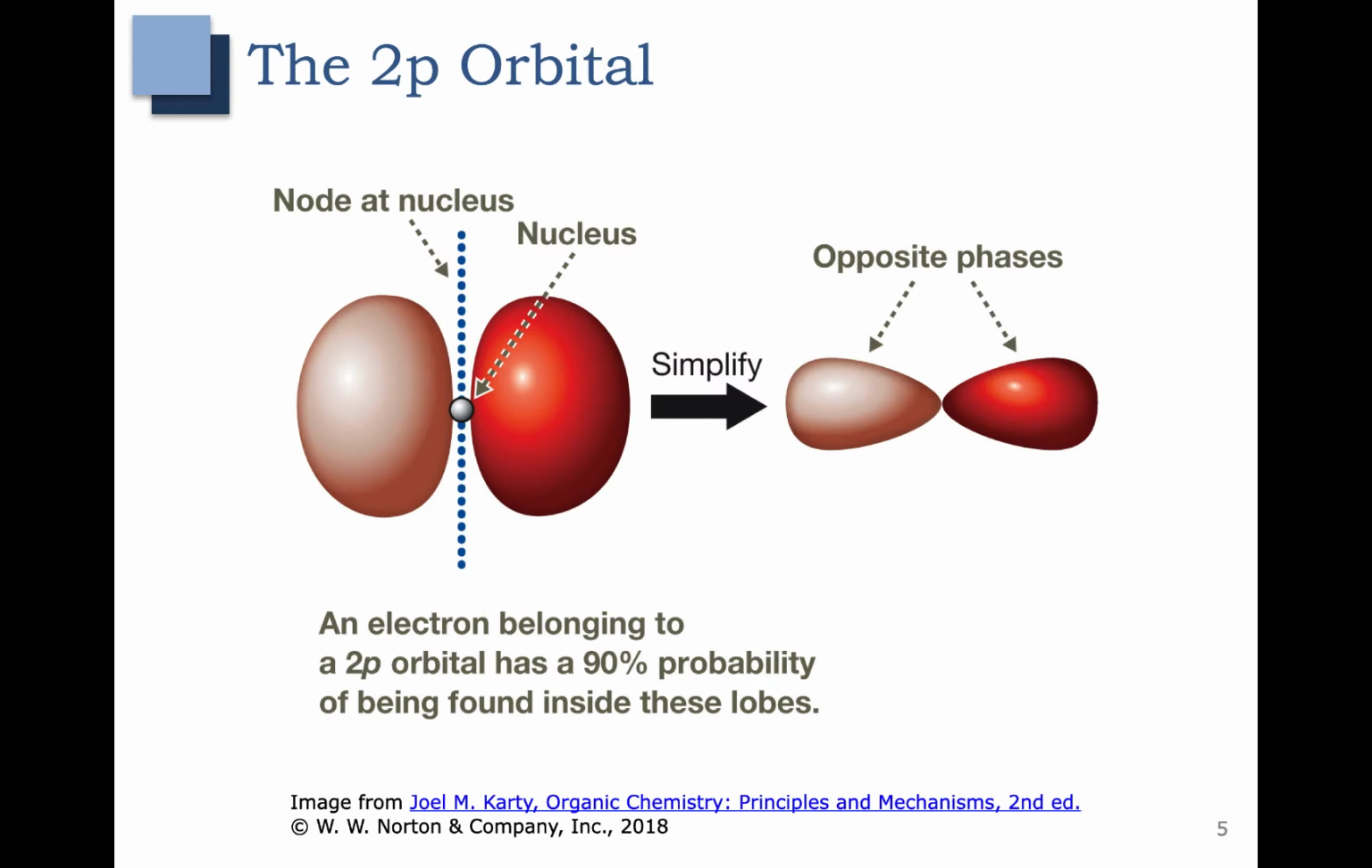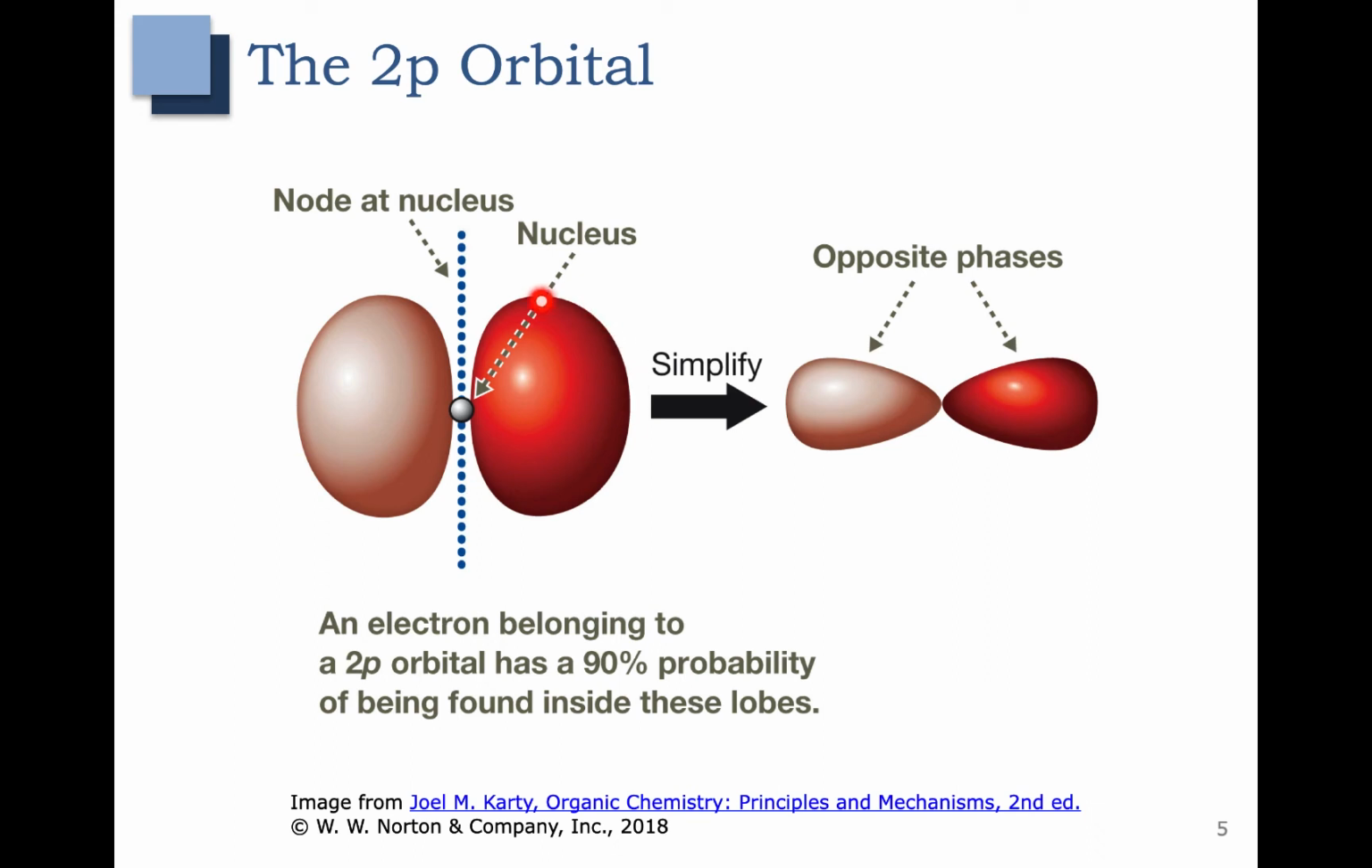The 2p orbital, instead of being spherical in shape, has these two lobes. It also has a node in the middle. So in this case, the electron has a 90% probability of being in either of these lobes, and actually has a 0% probability of being anywhere in this node. Also, the 2p orbital has opposite phases.